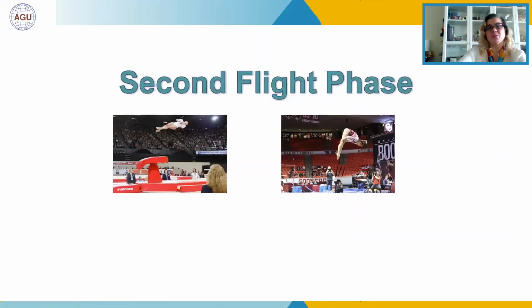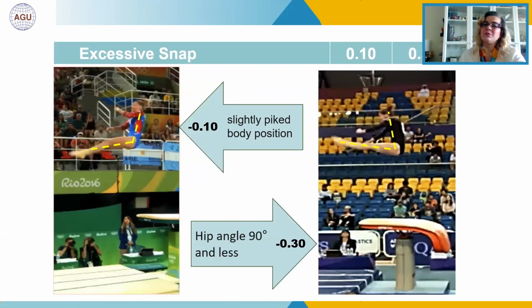Now, when we talk about the second flight phase, we have to consider many deductions and criteria. Let's see what we have first. We talk about the snaps, and the snap has a maximum deduction of 0.3. So either 0.1 or 0.3, depending on the snap angle. For example, in the first picture here, she has a slightly piked body position, and we call it snap, and she can receive a deduction of 0.1.